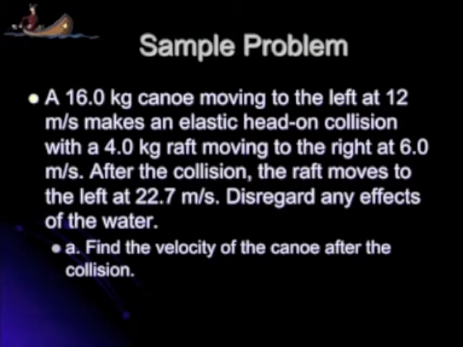So let's look at a sample problem. A 16-kilogram canoe moving to the left at 12 meters per second makes an elastic head-on collision with a 4-kilogram raft moving to the right at 6 meters per second. After the collision, the raft moves to the left at 22.7 meters per second. Disregard any effects of the water, and we're going to find the velocity of the canoe after the collision. Okay, so they're just essentially bouncing off each other, so this is an elastic collision.